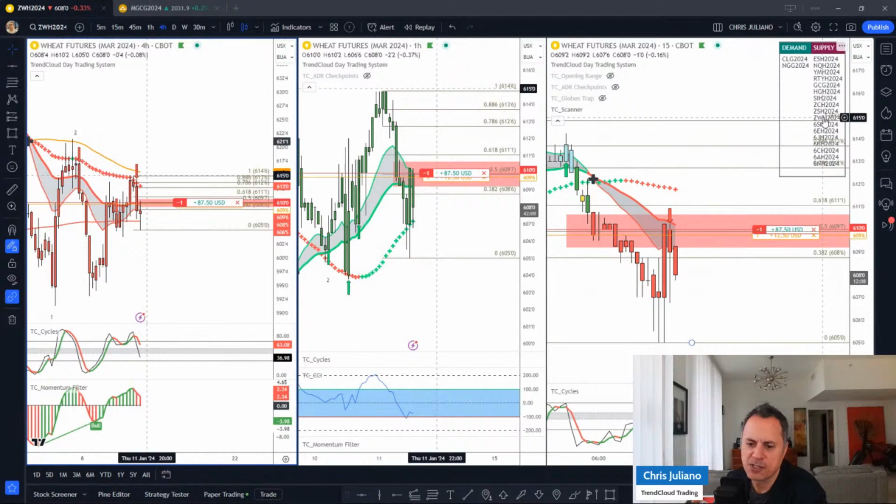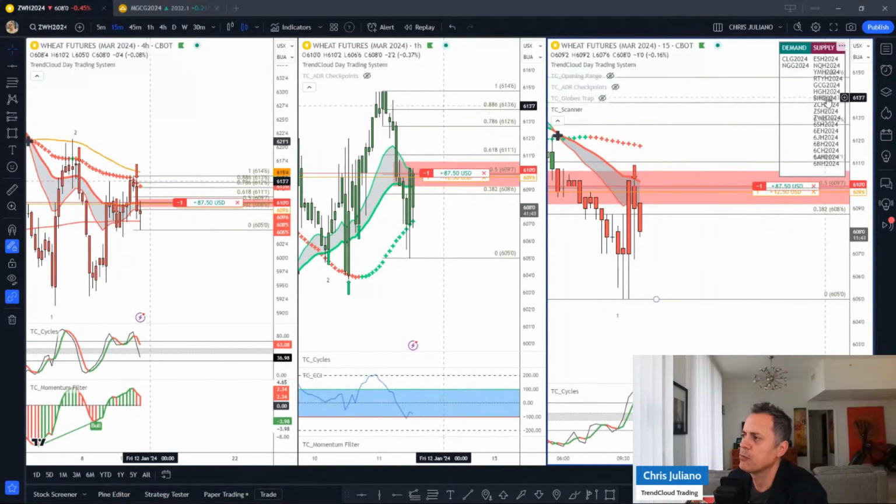We looked at our zone scanner. Wheat popped up in our zone scanner to the downside. We knew we wanted to be in some kind of a downtrend because look at the zone scanner. TrendCloud is saying, hey, market sentiment is to the downside. So let's start looking for some short moves here.